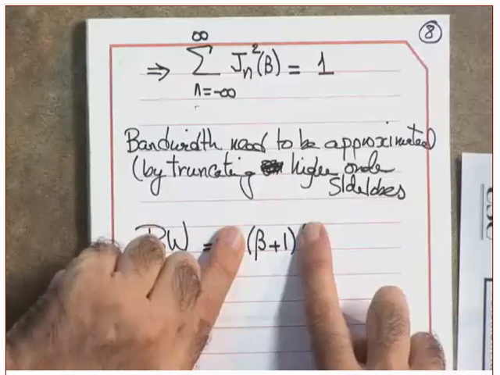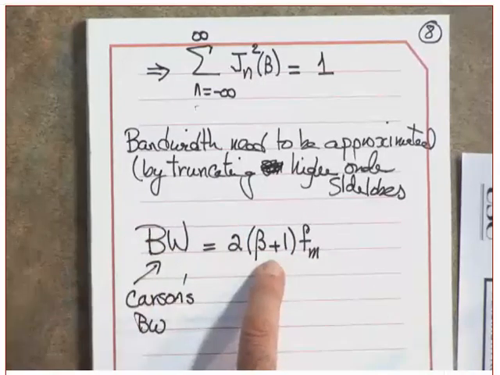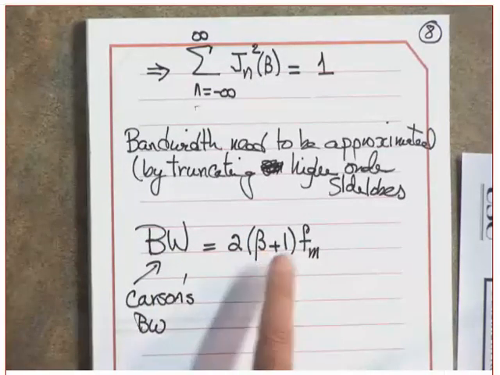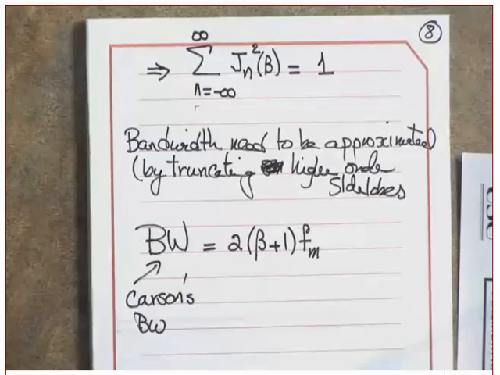Is the width of the first. How many side lobes is he suggesting that you take? You take beta plus one side lobes. Did you get this or not?